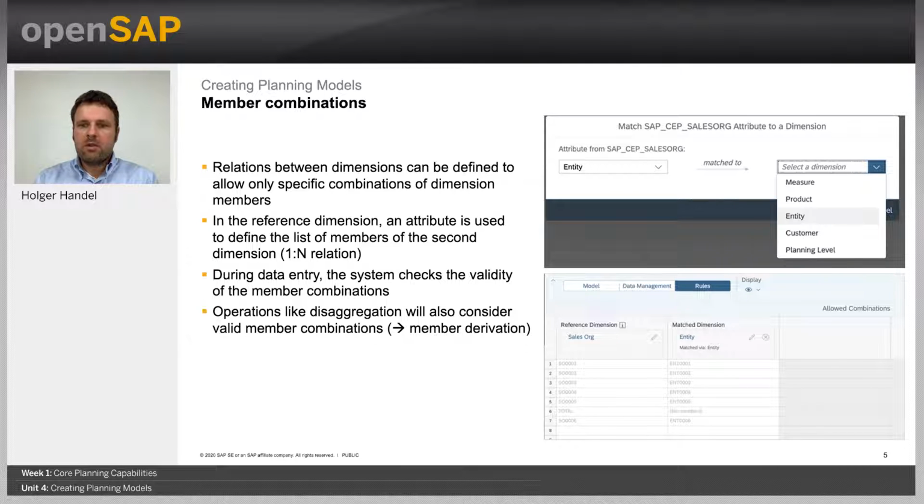The rule is defined on an attribute of the sales org dimension, where every sales org has the relevant entity as an attribute. And in this rule definition screen, you can define the valid member combinations, and the system makes sure that a planner cannot enter plan data on any other combination which is not valid.